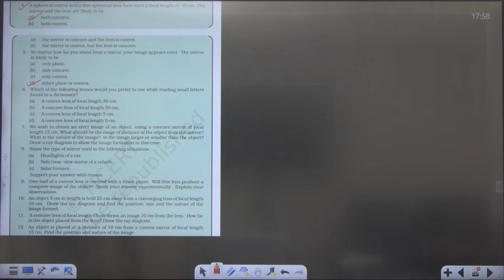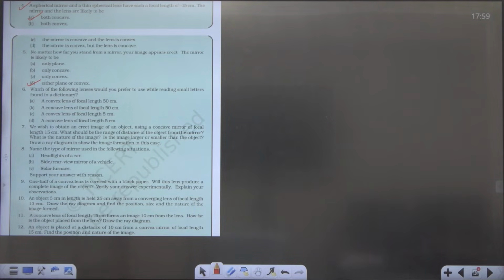Now, which of the following lenses would you prefer to use while reading small letters found in a dictionary? We have to use a lens that will be helpful for reading small letters found in a dictionary. That is our question. What are the options we have? Convex lens of focal length 50 centimeter, concave lens of focal length 50 centimeter, convex lens of focal length 5 centimeter, concave lens of focal length 5 centimeter.